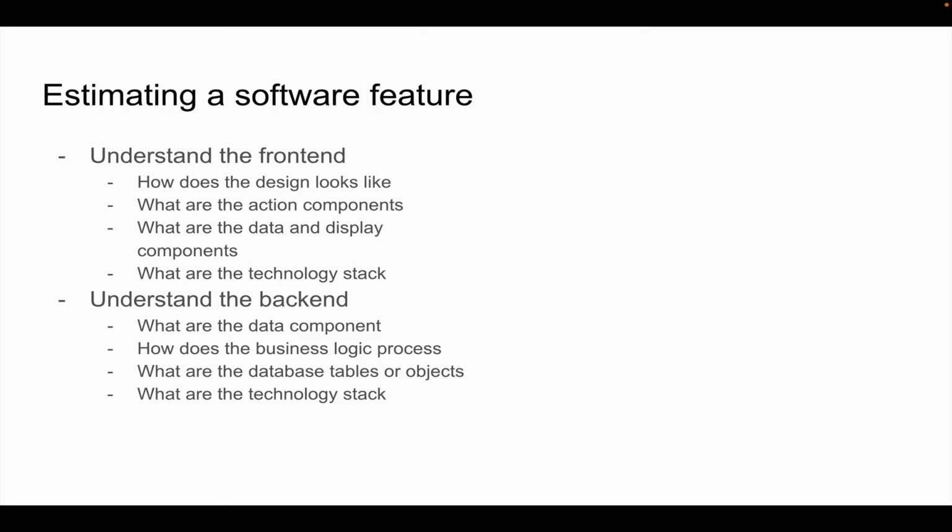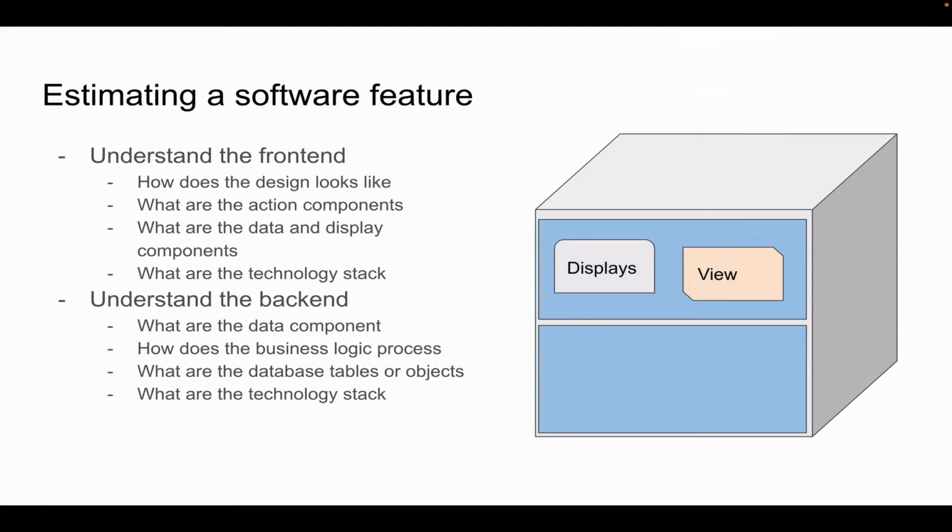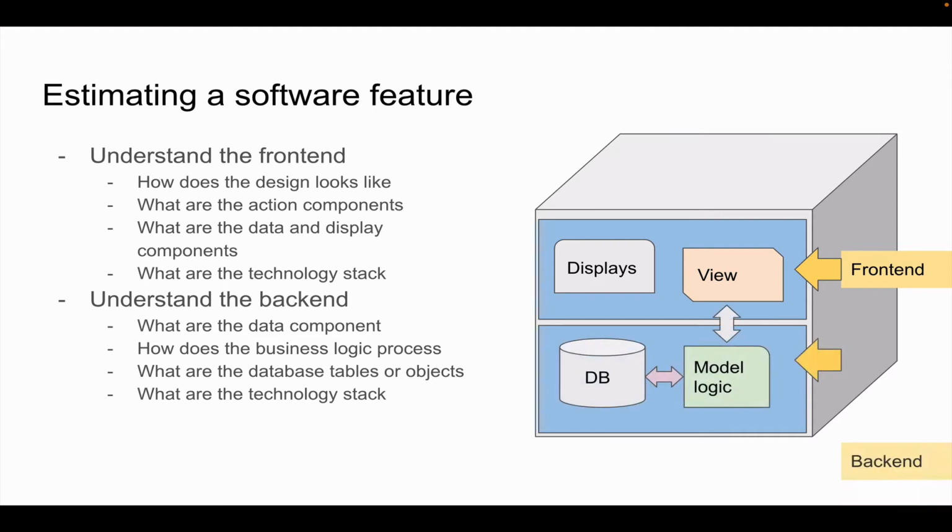So maybe a UX design team have put together some layout of how it would look, and what are the different user interface components that are involved. And then for the back end, you have to understand what are the database and business logic that are part of that particular feature. So the front end, you have displays, you have views, and for the back end, you have the database and the model or logic.